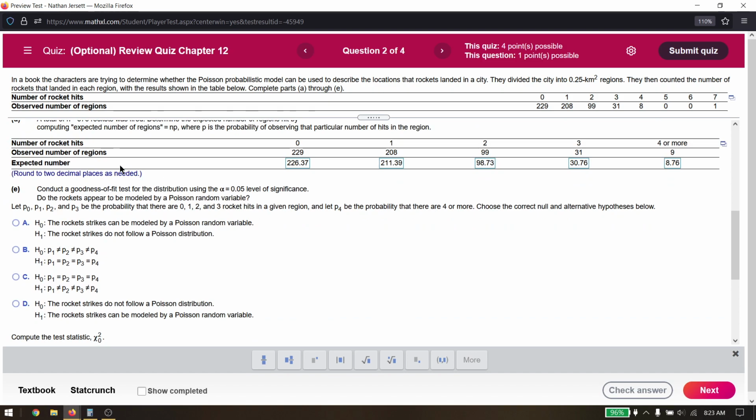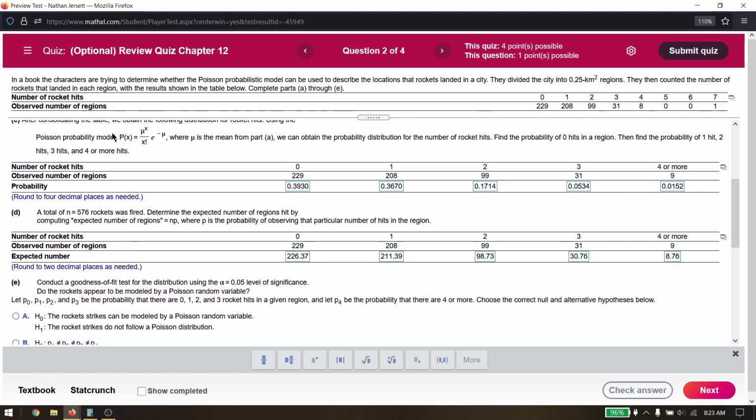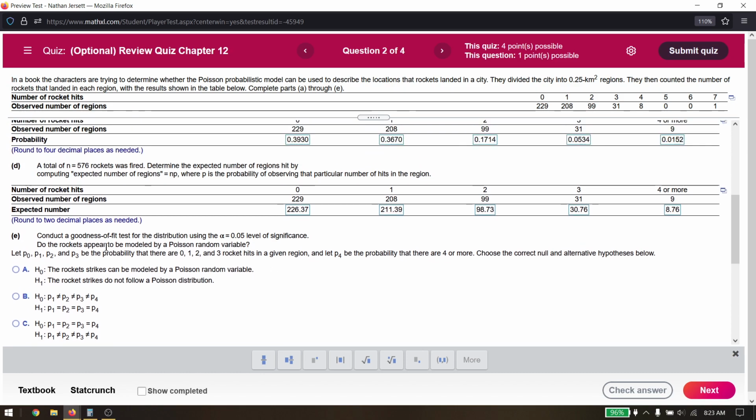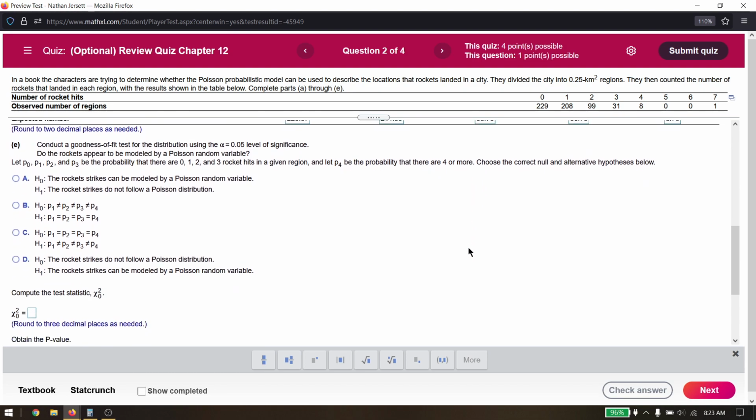Okay, so conduct a goodness of fit test. So again, this was just talking about a certain probability model. And now we're going to actually do the goodness of fit test on it to see if it fits the data. So, do the rockets appear to be modeled by the Poisson random variable? And then P0, P1, P2, P3 for 0, 1, 2, 3 rockets hit, and let P4 be 4 or more. Okay, so that's what we're looking at here.